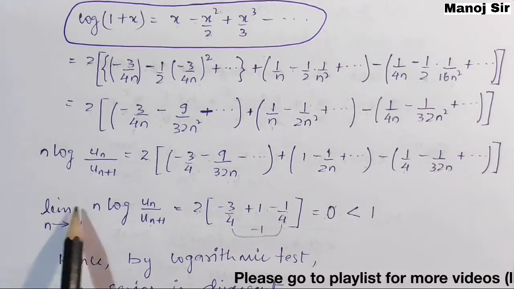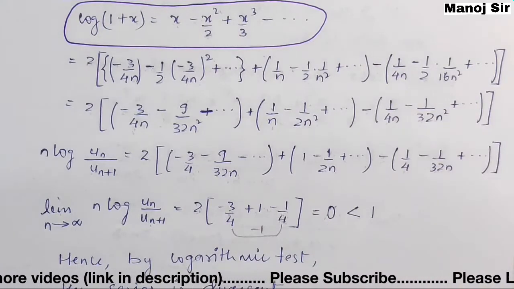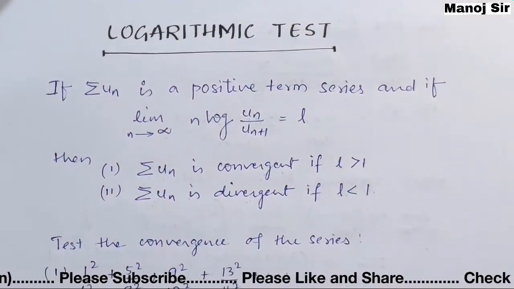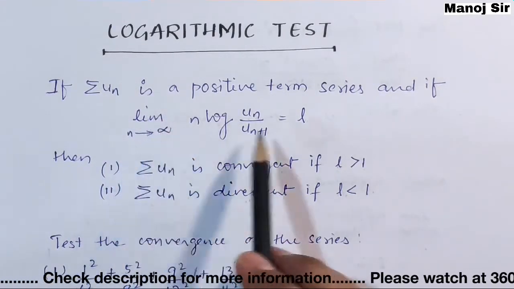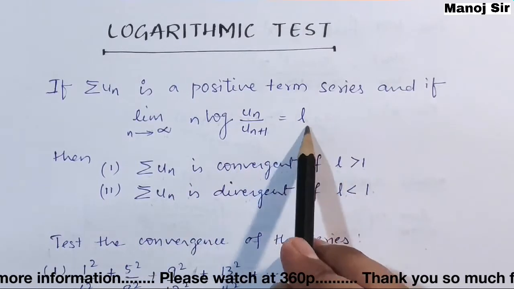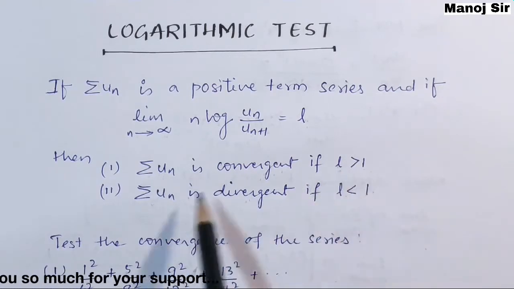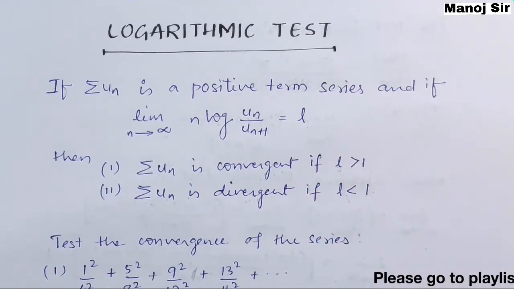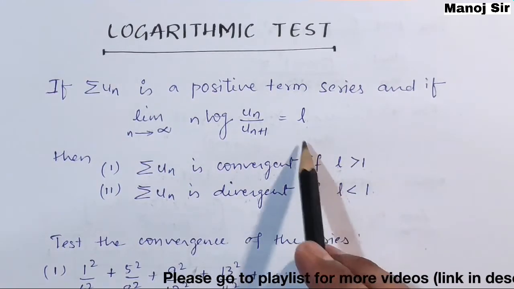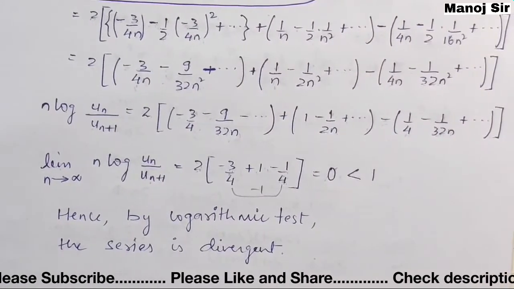So the value of the limit is how much? 0. Let me show you. This is my logarithmic test: after solving this limit we will get L. This L will tell the behavior of the series. Summation un is convergent if the value of L is more than 1. The series is divergent if the value of L is less than 1. While solving this problem we got L equals 0, which is less than 1. So we can say the series is divergent. I hope this point is clear to you.